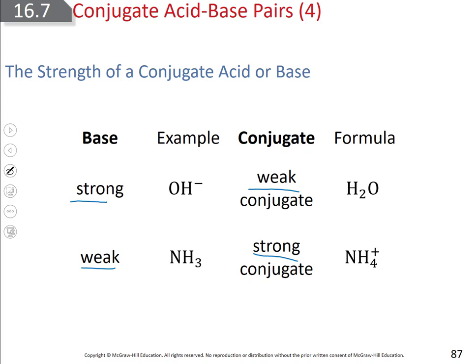This is on page 747, and it's a little bit easier to follow there because they color-coded it. But just think opposites. If it's a strong acid, it's got a weak conjugate. If it's a weak base, it's got a strong conjugate.